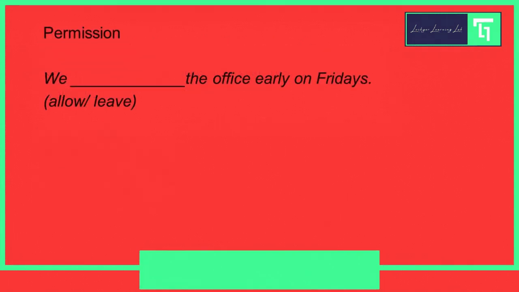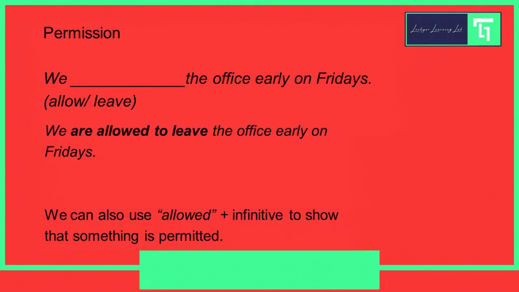If we wanted to show permission, let's have a look at this sentence. We the office early on Fridays. And we're going to use semi-modal, allow and leave. So how could we make a sentence with these two words? Well, we could say we are allowed to leave the office early on Fridays. Maybe the boss is very kind and he lets us go early. So we are allowed, we are permitted to go early.